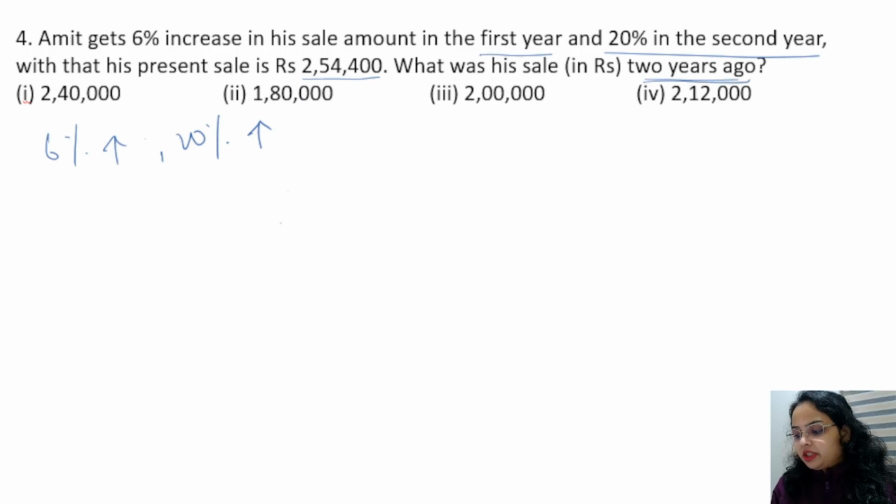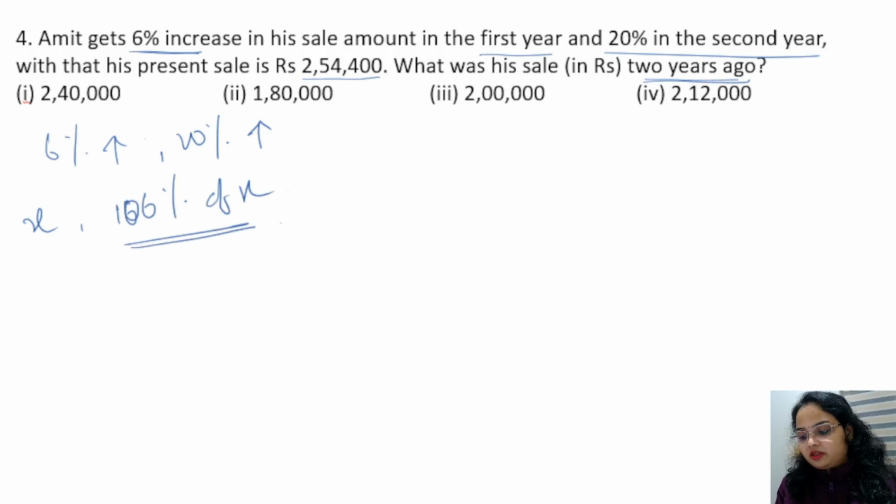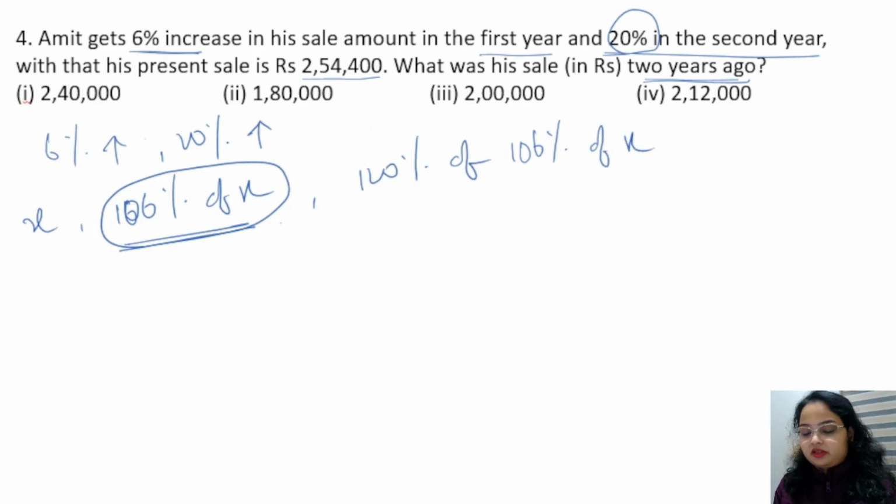So we will assume the sale 2 years ago as X. After 1 year it is increased by 6%. So it is 100 plus 6, 106% of X. This is for first year. And for the second year it increased by 20%. So it is 100 plus 20, 120% of the sale of first year. 120% of 106% of X. Okay, so this value is given as 2,54,400.